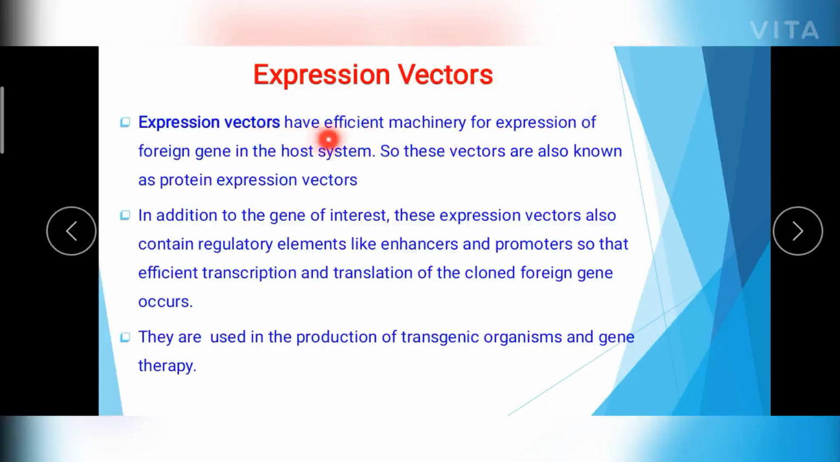These expression vectors are cloning vehicles which carry our desired gene and also allow the expression of our desired gene. To promote gene expression, these vectors contain additional elements called regulatory elements in their genome. These expression vectors are used in the production of transgenic organisms and in gene therapy.